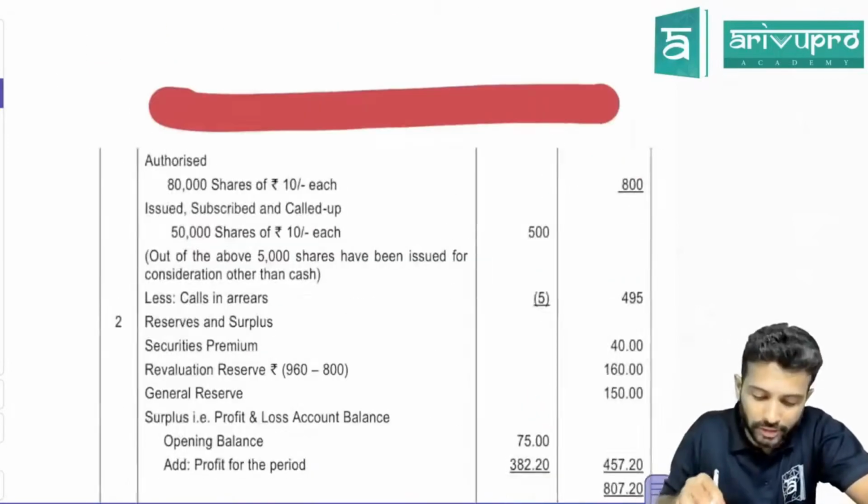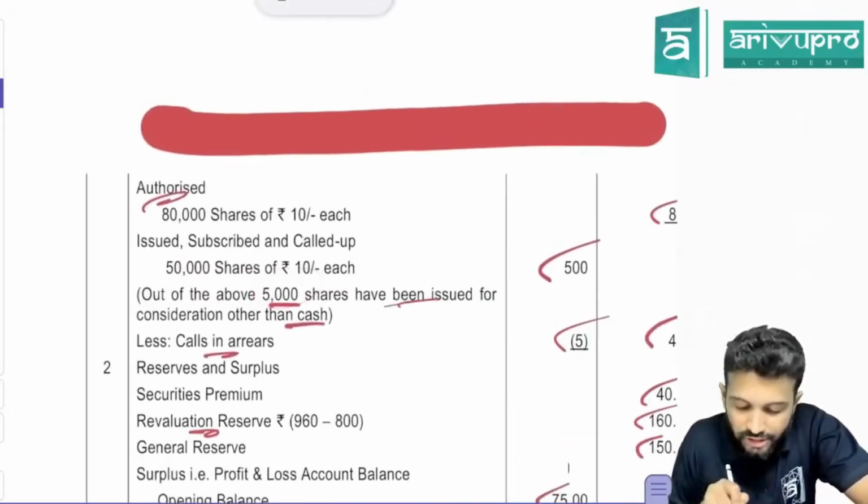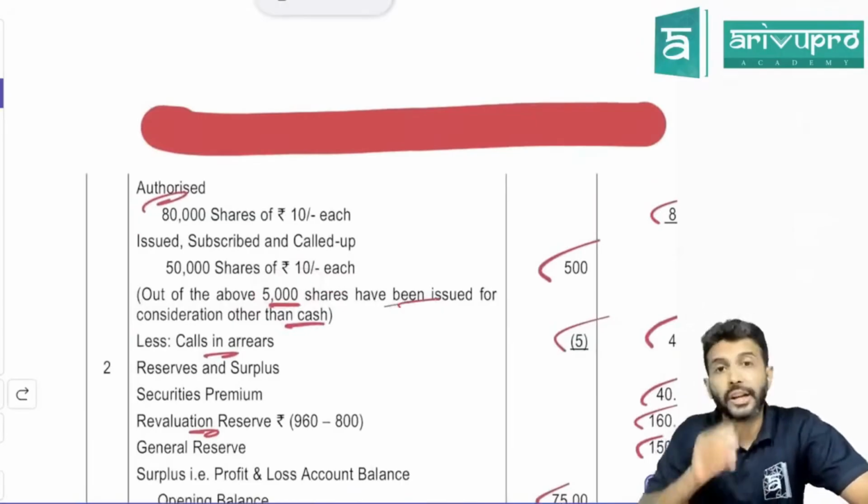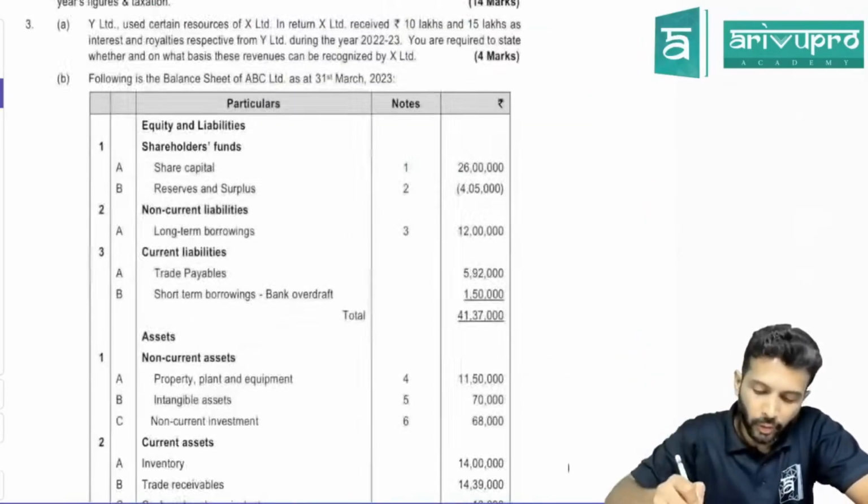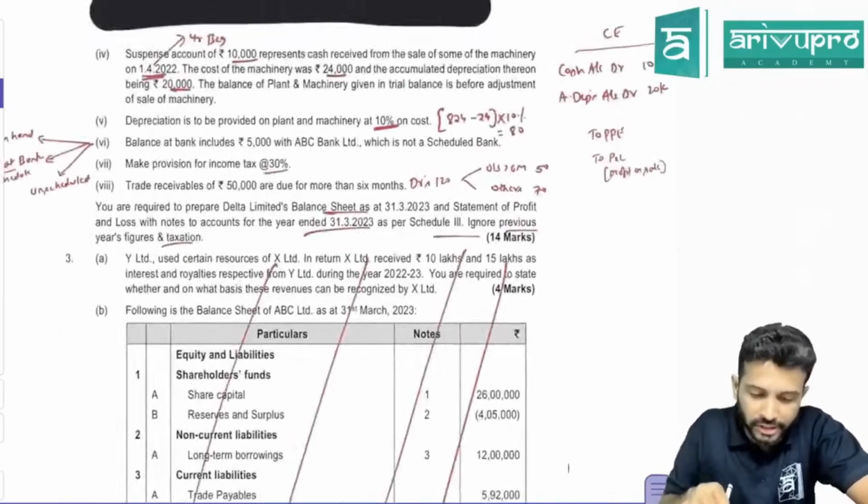Check. Come to note number 1. Have they disclosed this? Out of the above, 5,000 shares have been issued for consideration other than cash. That disclosure is mandated. Okay. Next what? Come to the next adjustment.